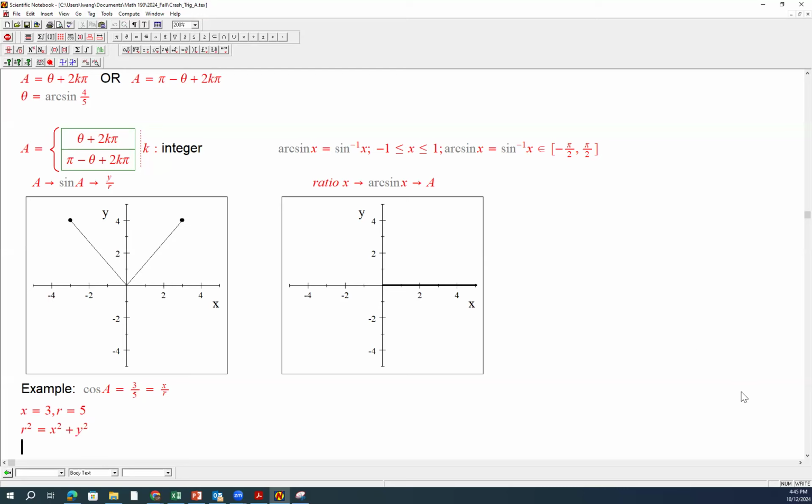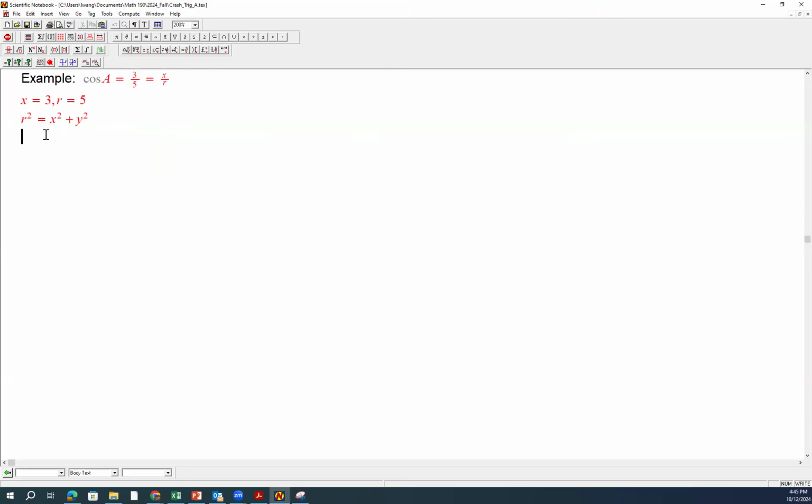And you probably anticipated what we're getting, right? So we got 5 squared equals x squared, where x is 3, so 3 squared, plus y squared. So we're going to solve for y.